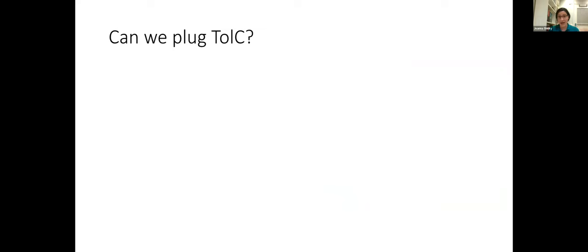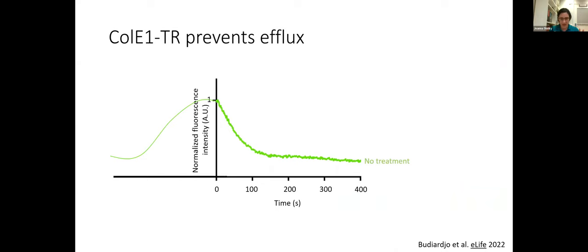The question though was, with respect to antibiotic resistance, can we actually plug TolC? So we did a real-time efflux analysis, right? Because if you can plug TolC, then you can stop antibiotics from going out. With this efflux analysis, measuring real-time efflux, the idea is that you use a fluorophore as a stand-in for antibiotics. So the fluorophore has two important properties. Number one, it's effluxed by the same proteins as the antibiotics are, the AcrAB efflux pump. And number two, it only fluoresces when it's in the cell.